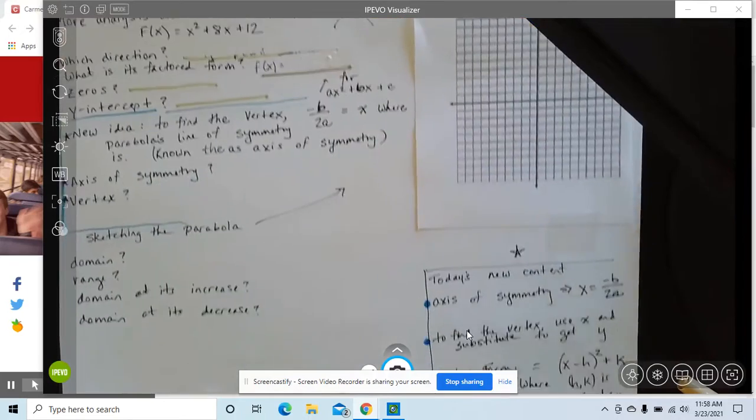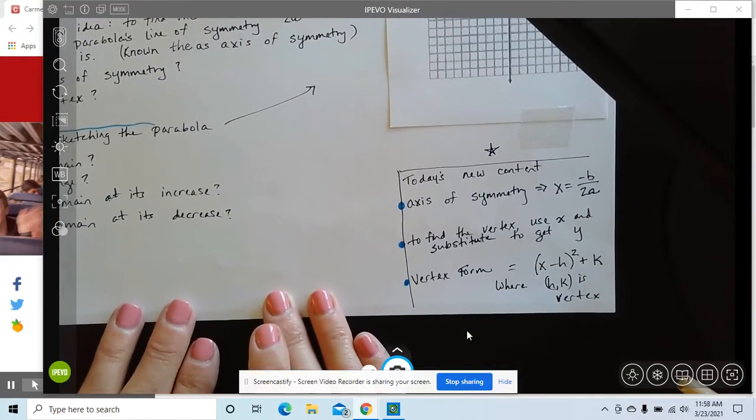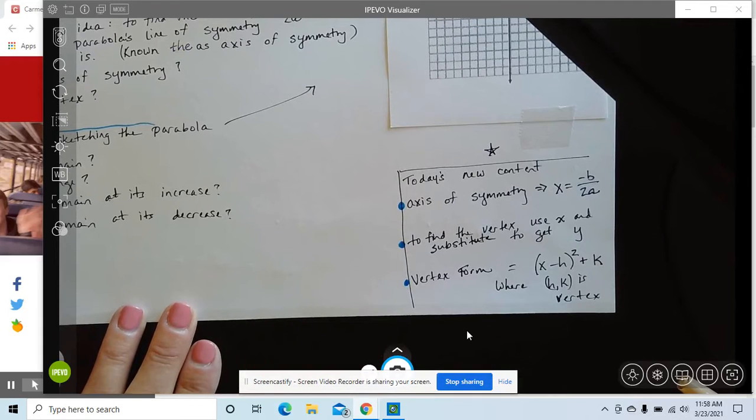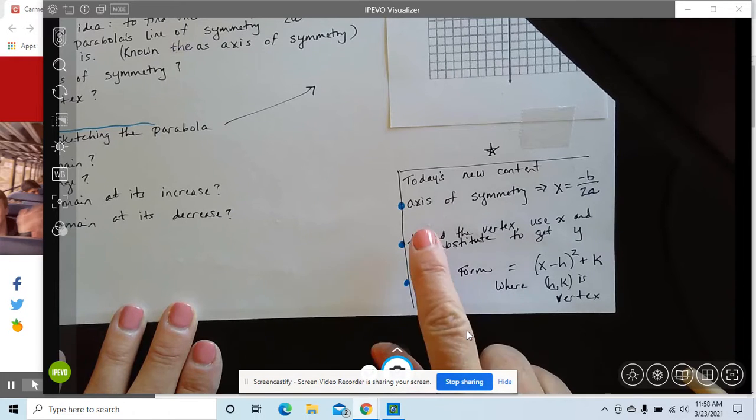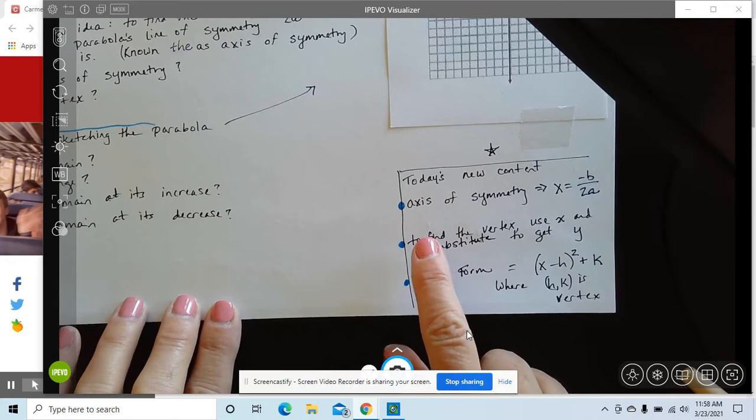For today, if you are a note taker, these are the 3 new ideas for today. So let's go ahead and get those written down at the start. So pause your video and I'm going to explain these and then make sure you write them down in a way that's reasonable to you.